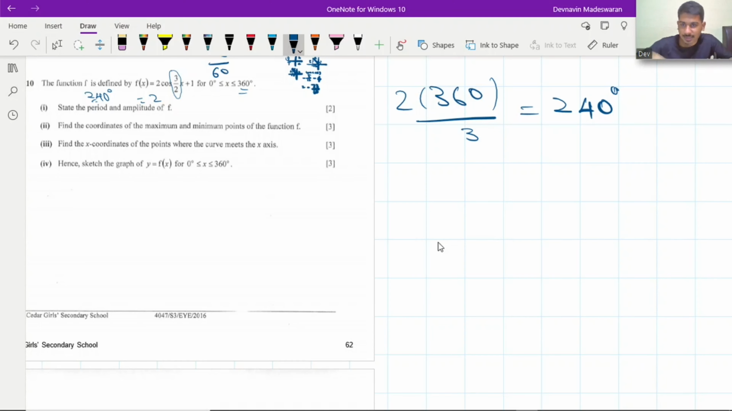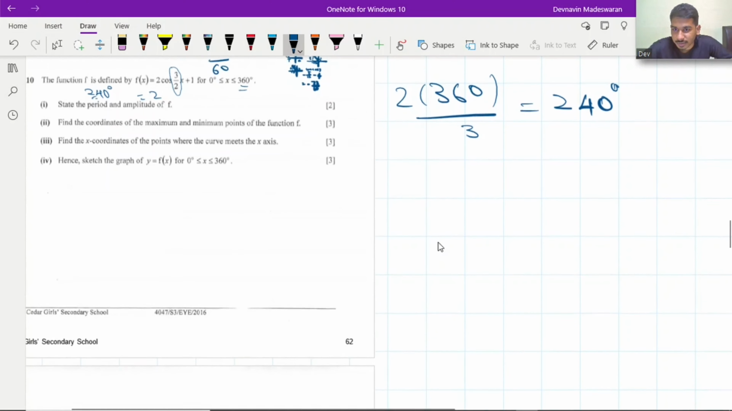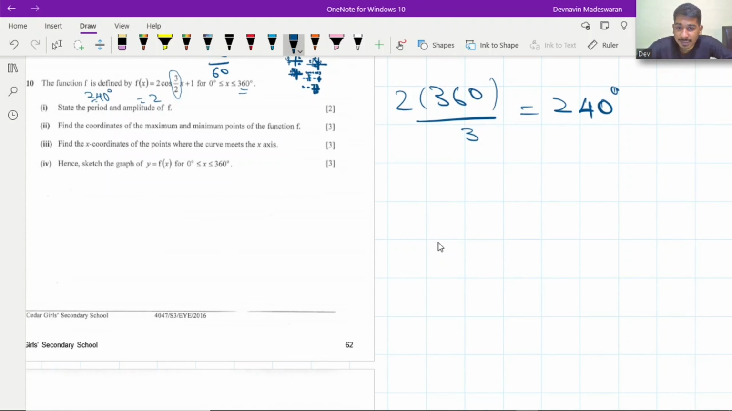Find the coordinates of the maximum and the minimum. Maximum is going to be 2 plus 1, because the amplitude is 2 and then it's starting at 1. So 2 plus 1 is 3. Maximum is 3. But find the coordinates. So we need x and y. So we know the y coordinate. And then for minimum, y is equal to 1 minus 2. So it's going to be negative 1.